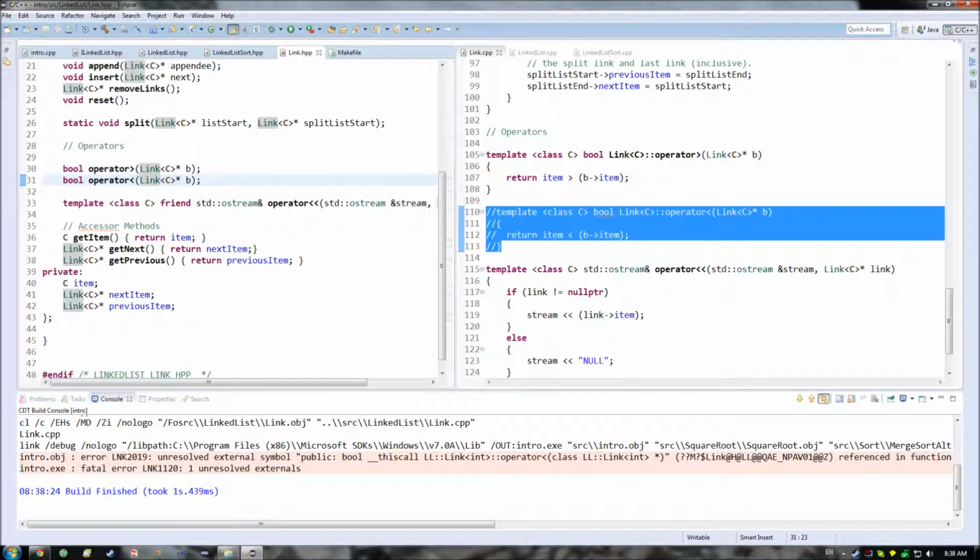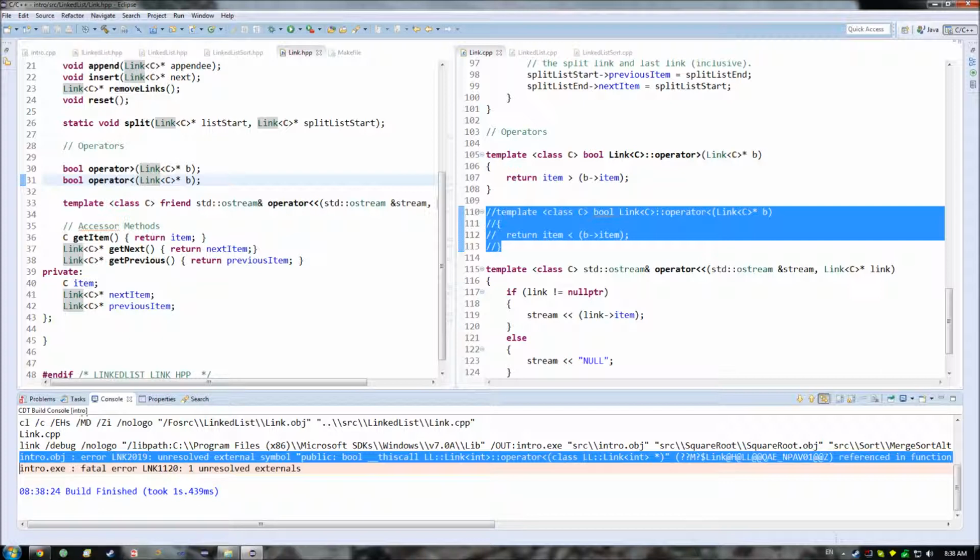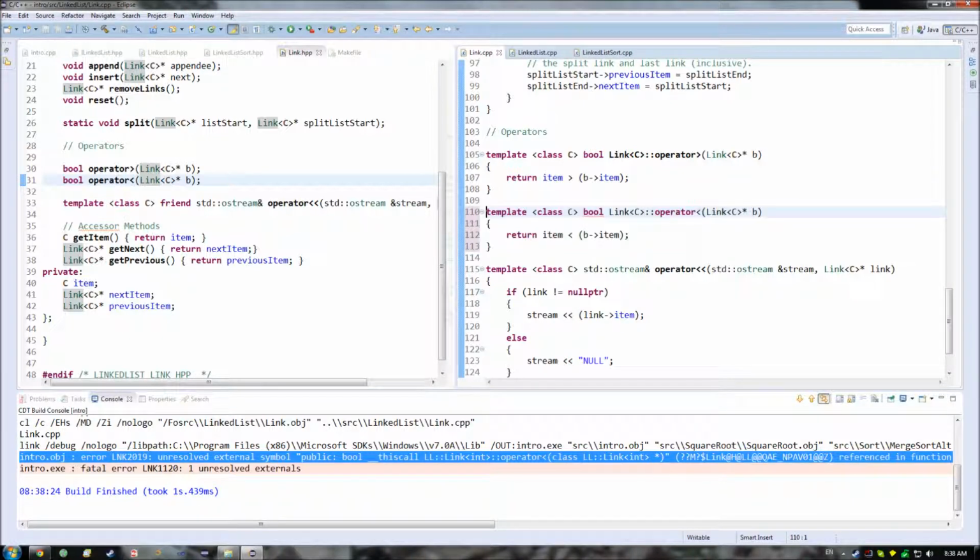In this case here, yep, you can see in here how it's trying to find that operator, but it can't. It gives us this linker error. So those happen to be the common causes for different linker errors.